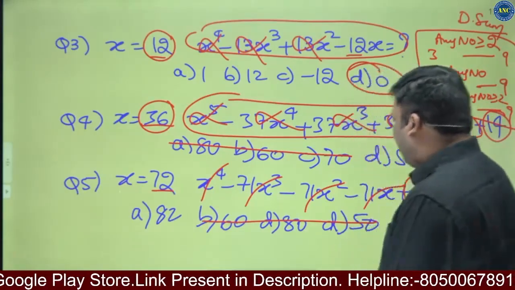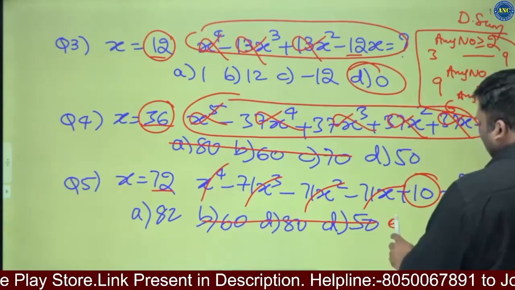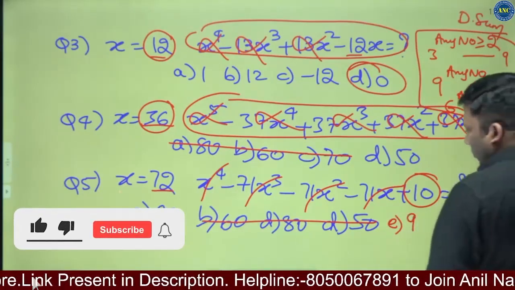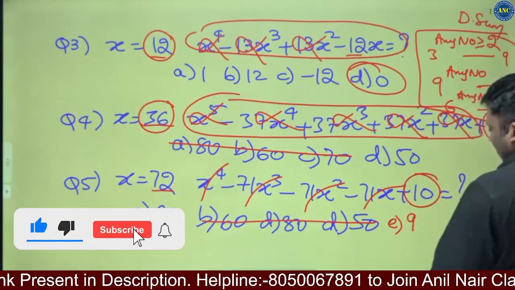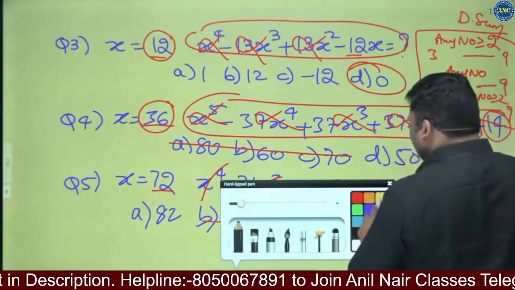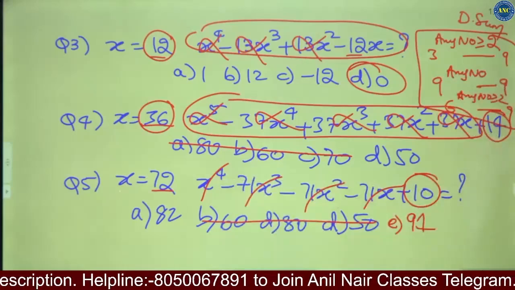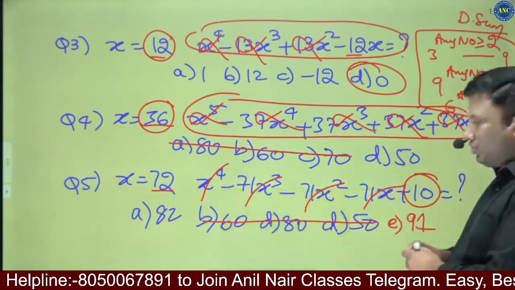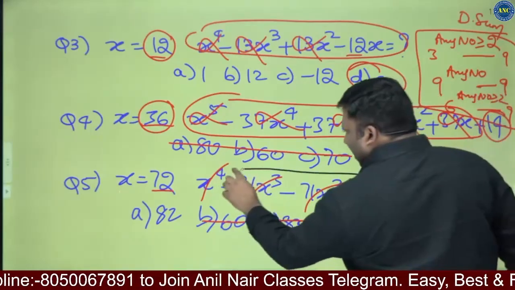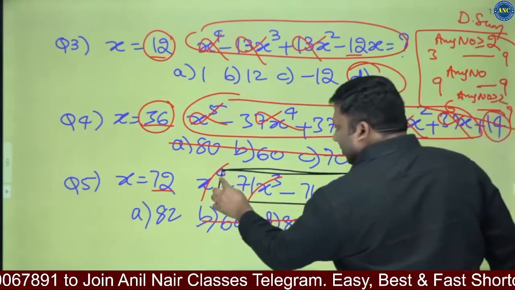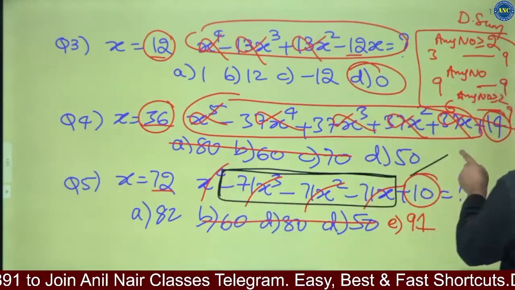Suppose, for example, a smart student can ask me a question. Sir, what if there is an option 91? How to do if there is an option 91? Already we discussed this approach. If there is an option 91, you can use this approach. These entire middle numbers, they are divisible by 71.